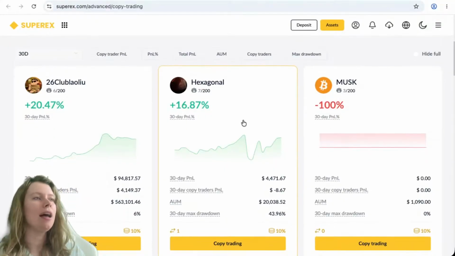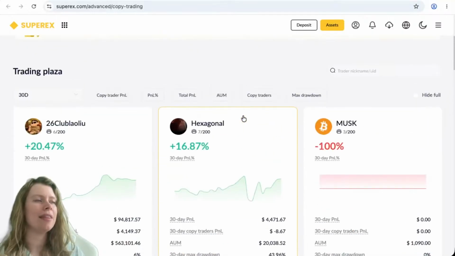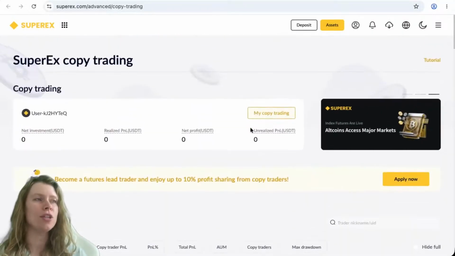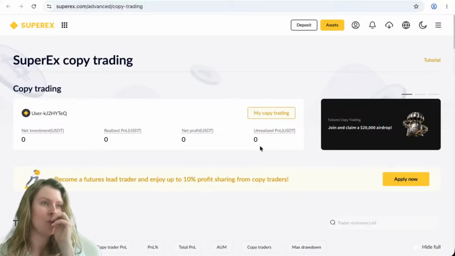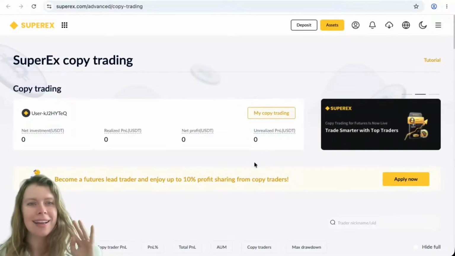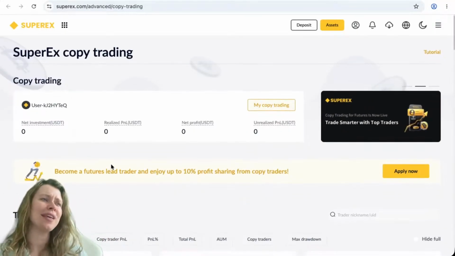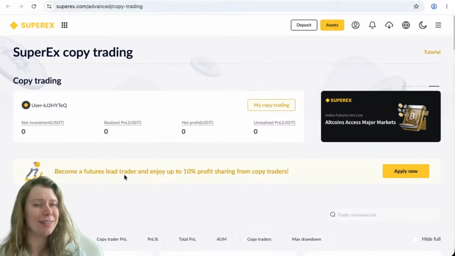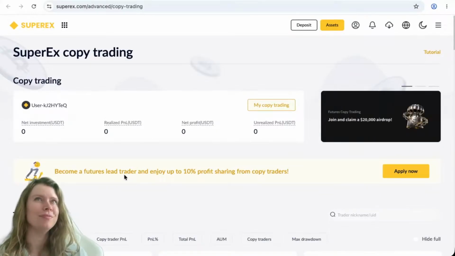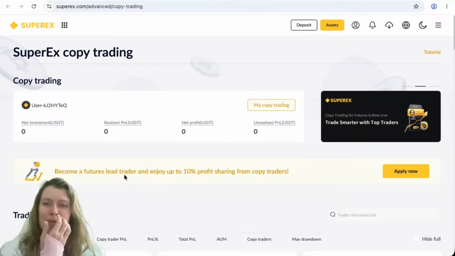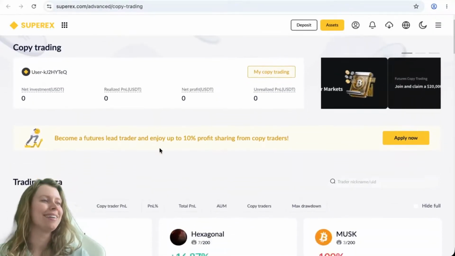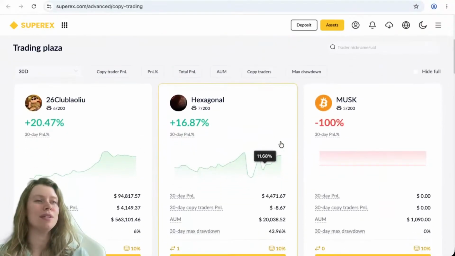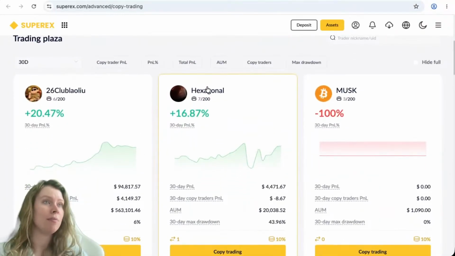So yeah, I definitely think that copy trading is something that suits my personality, because I don't want to be the leader, and I personally don't think I would be a futures lead trader, just because I think I would stress too much about losing money for other people. Where I definitely could be a follower and find someone whose numbers suit something that I would be interested in.